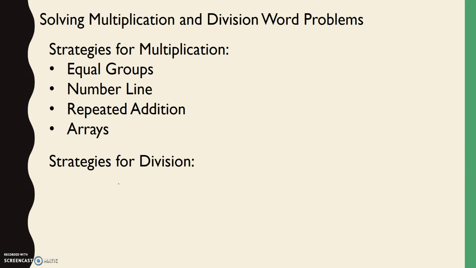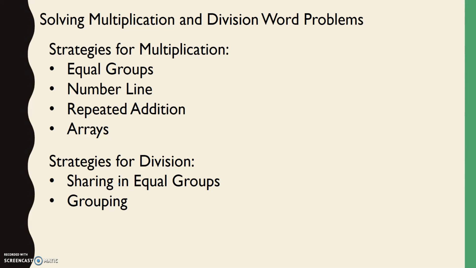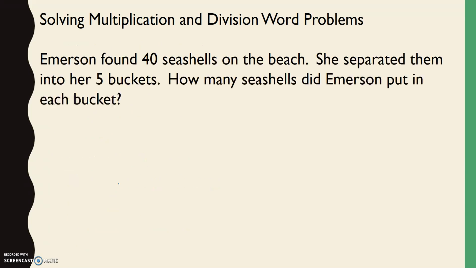Strategies that we use for division: sharing in equal groups where we start with our larger number and share them equally into our smaller number. Grouping where we draw as many items as we need to and then put them in groups. Repeated subtraction where we start with our larger number and subtract. And arrays, same thing except instead of creating our rows and columns, we create a row and then we keep going until we get as many columns as we need. So those are our strategies for solving.